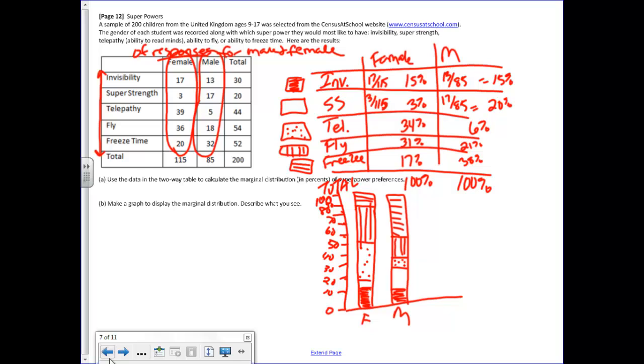Look at a couple different sections and say, females prefer this one over males for telepathy. Females prefer telepathy over males. Males and females are equally split with invisibility, both saying 15%. So on.